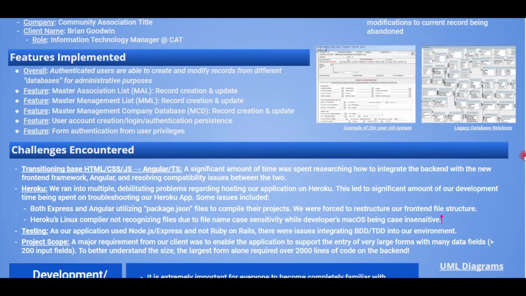So in terms of the features implemented, we parallelly developed new stories along with transitioning the front-end framework from Semantic UI to Angular. With respect to the user stories, a majority of the time was spent on developing the three forms that the website has: MAL, MML, and MCD. For MAL, the create form was already developed, so we had to transition that to Angular and implement the update MAL functionality. For MML, we implemented the front end and back end for the create MML form. However, for MCD, we implemented the back end routes only.